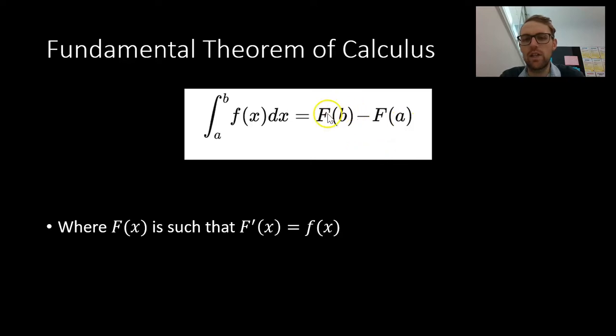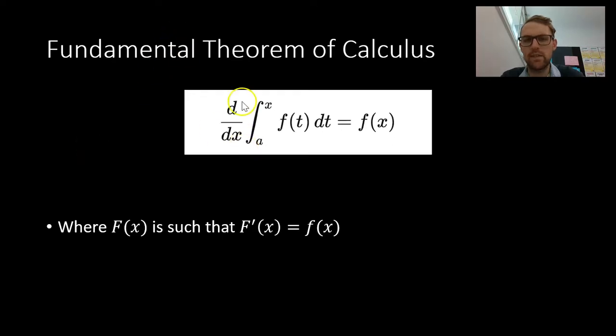Now, the difference between these f's is that the capital F of x is a function such that if you get the derivative of it, it's going to give you that smaller one. All right, so we know this is the antiderivative sign. So basically, if you find the antiderivative of this function, you get the original f function. And if you substitute in that b minus the a, that's our fundamental theorem of calculus.